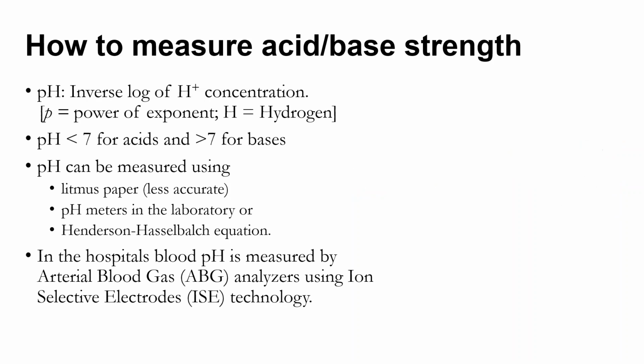Now in hospital we usually use ABG machines, that is the arterial blood gas analyzer, using ion selective electrode technology. Each electrode is very specific for a certain kind of ion, by which you can measure the hydrogen ion, or chloride ion, or potassium ion, or sodium ion. So these ions will be measured specifically and accurately by using ion selective electrodes. There are electrodes that are very selective for certain kinds of ions.